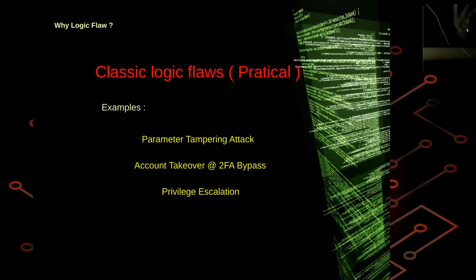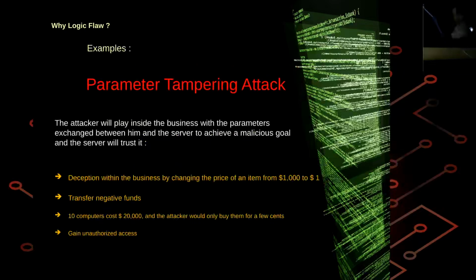So our first example is about the parameter tampering attack, or we can also call it the parameter manipulation attack. It is based on playing with the application parameters that are exchanged between the attacker and the server to achieve a malicious goal. This logic flaw can lead to losses in the business by changing the price of an item from $1,000 to $1. And with negative prices, you can buy lots of things for just a few cents and gain price access.